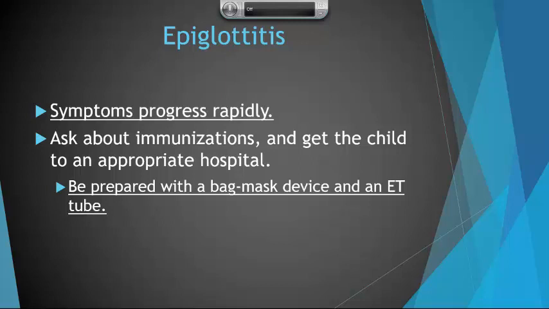Be prepared with a BVM and an ET tube 1 to 2 sizes smaller than anticipated in the event of complete obstruction during transport. ET intubation is difficult because of the extreme distortion of the airway anatomy and should be used only as a last resort.